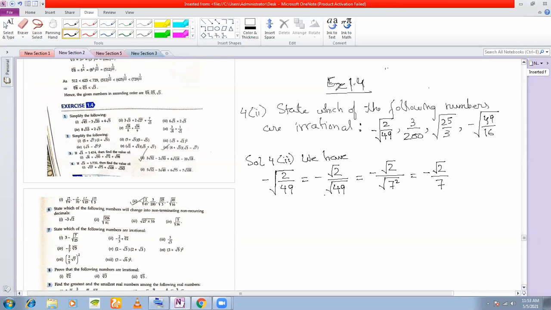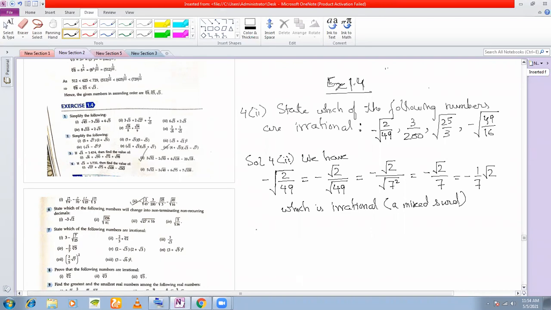Okay, so is this rational or irrational? You see that this can be written as minus 1 by 7 root 2, which is irrational, right? Which is a mixed surd actually, isn't it? A mixed surd. Okay, so the first number that is given to you here is irrational.